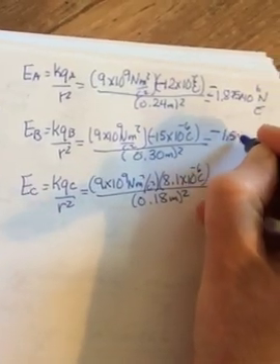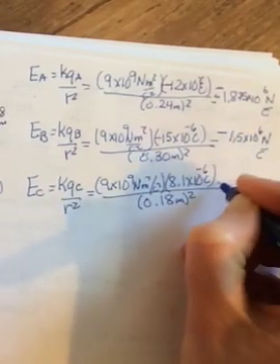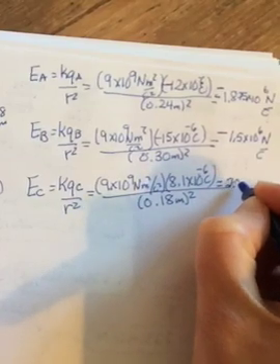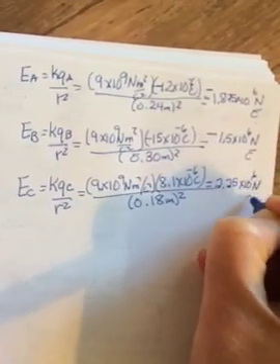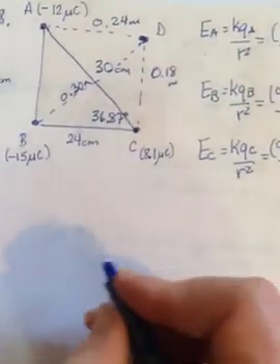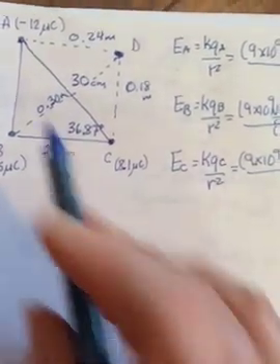1.5 times 10 to the 6th newtons per coulomb, and this one's going to be a positive 2.25 times 10 to the 6 newtons per coulomb. Okay, so now we have our fields. I'm just going to move point D down here so we can look at it more closely.